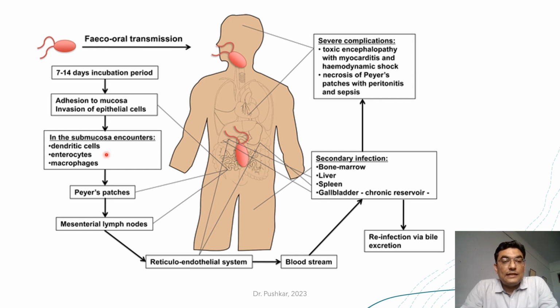And in the intestine there are Peyer's patches, one important region where they will grow, and the mesenteric lymph nodes, and finally they will reach the reticuloendothelial system where they further grow. From the reticuloendothelial system they may reach the gallbladder, spleen, liver, or bone marrow. All these secondary infections are really very important to understand because these are the infections which may lead to severe complications and may lead to reinfection.